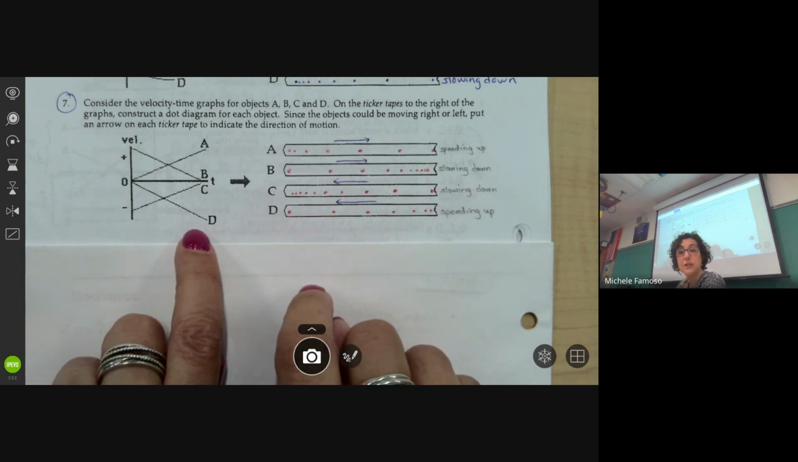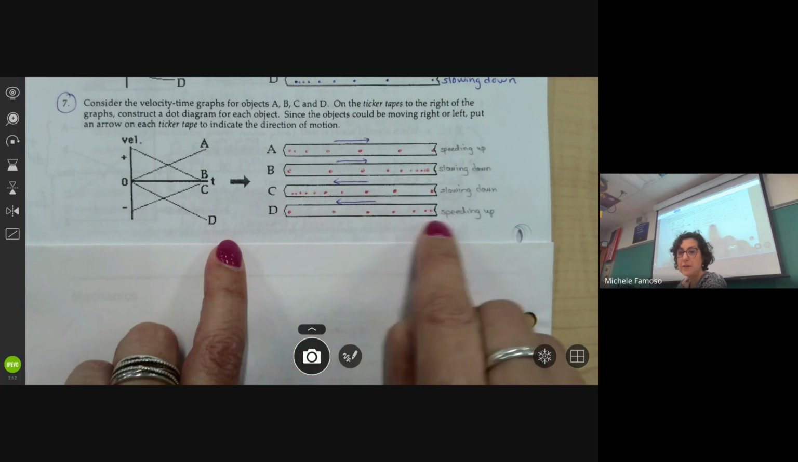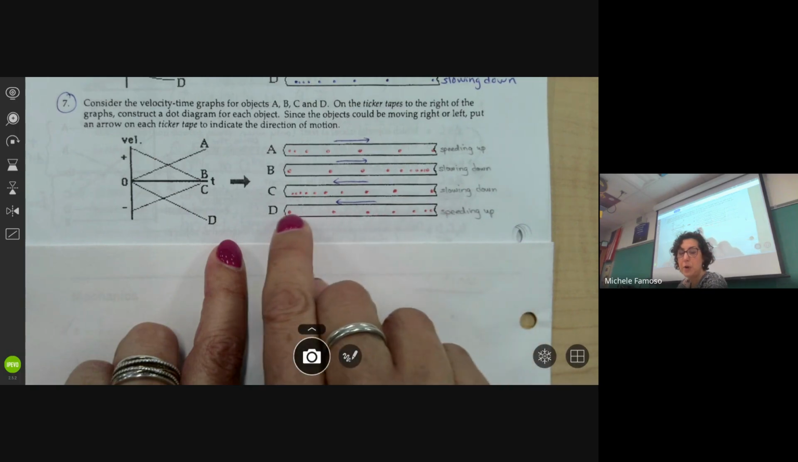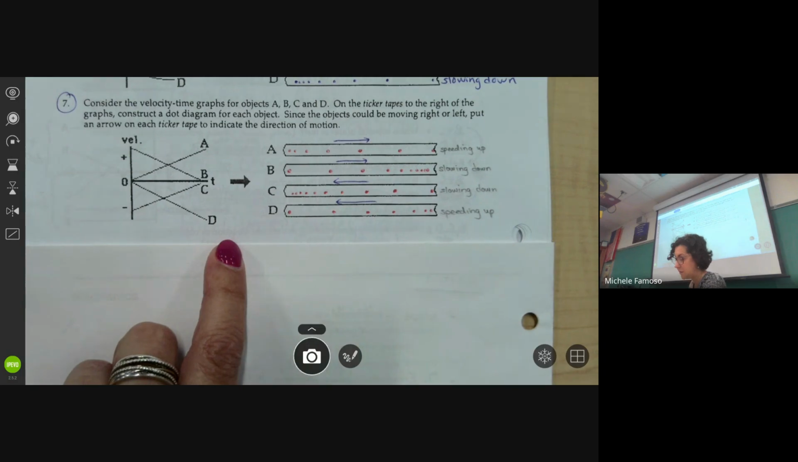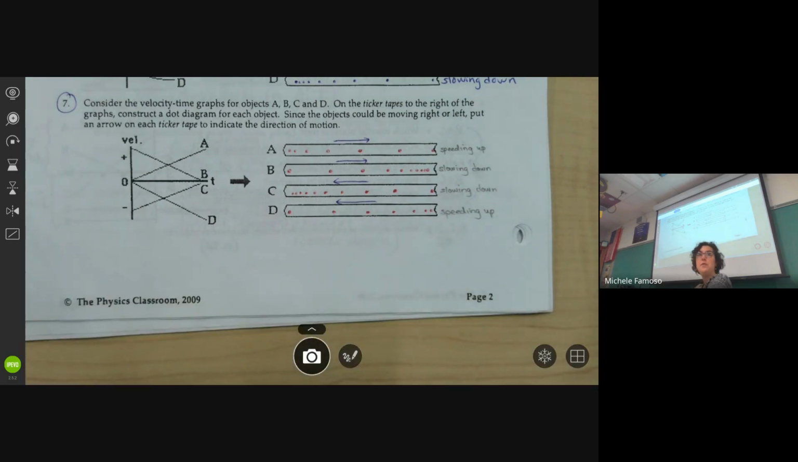Graph D shows it's speeding up as it goes to the left. So there's an arrow to the left, dots getting further and further apart as you read this from right to left. Any questions on page 12?